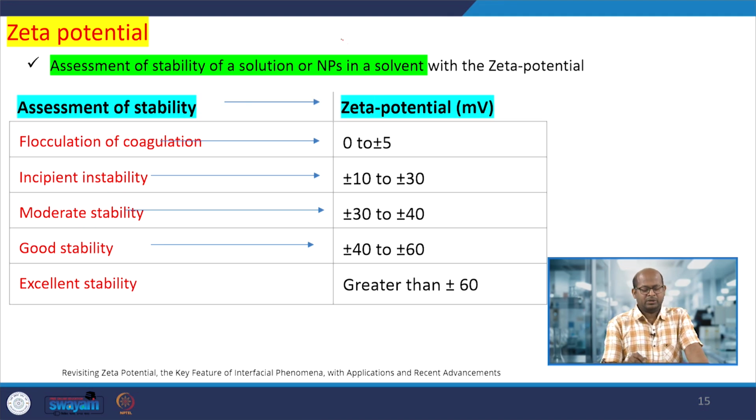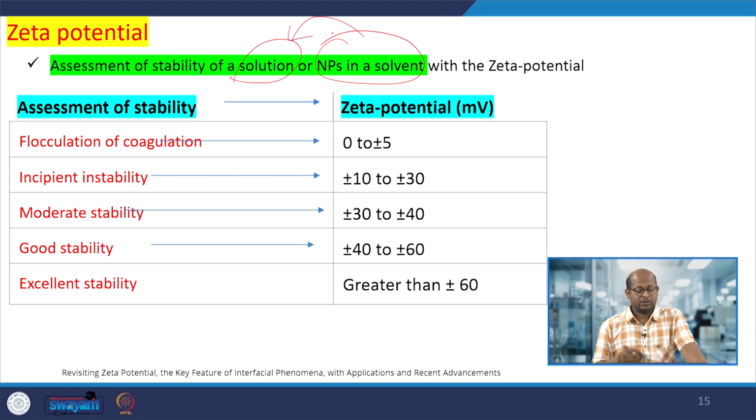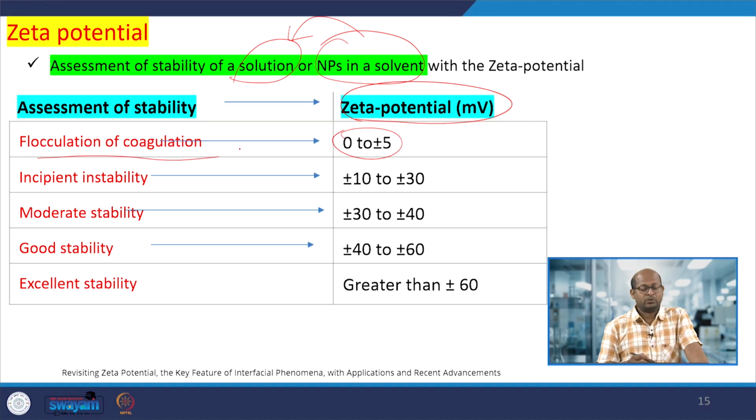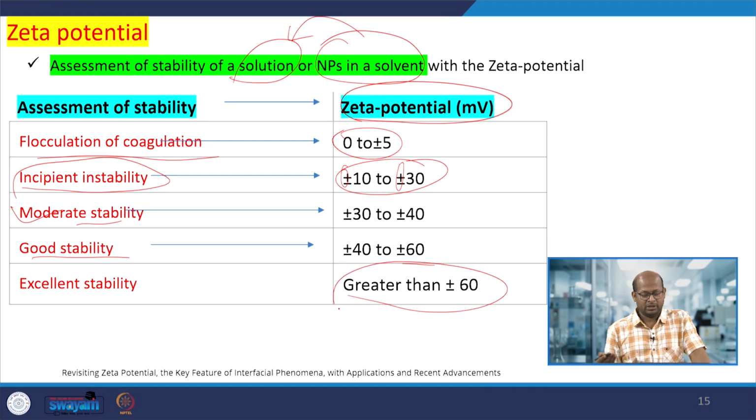Since different nanoparticles are present in solvents, we make solutions, and for these solutions we can find the zeta potential value. Zeta potential 0 to 5 means a possibility of flocculation or coagulation. 10 to 30, either plus or minus, both are equal, indicates incipient instability, 30 to 40 moderate stability, and 40 to 60 good stability. If it is greater than 60, either plus or minus, then it is excellent stability.